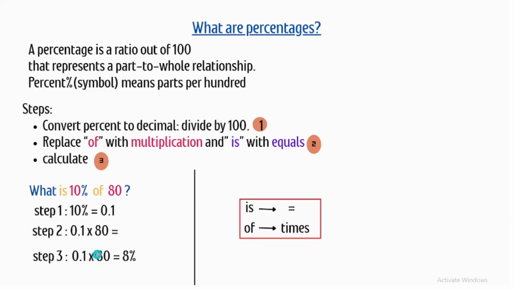Third step is to calculate. 0.1 times 80 equals 8. But we have to know that "is" represents equals and "of" represents times, or multiplication.